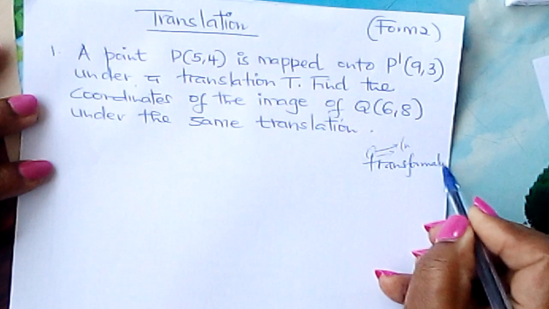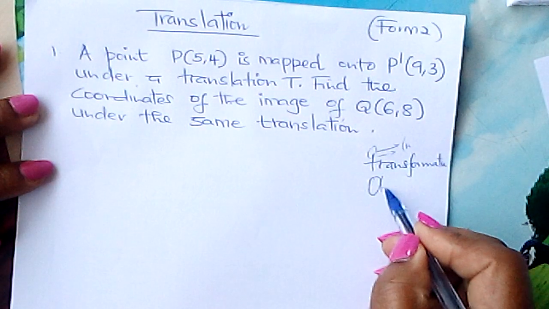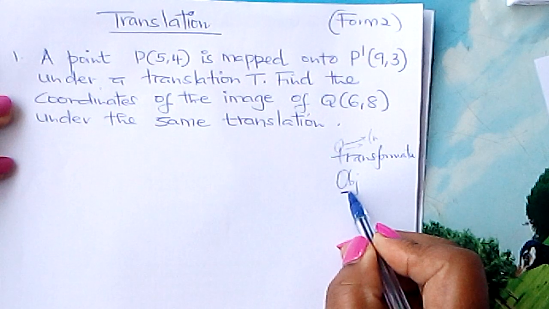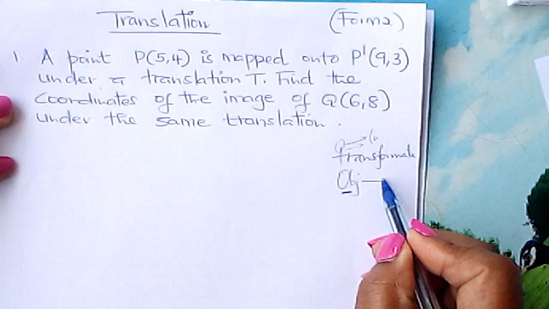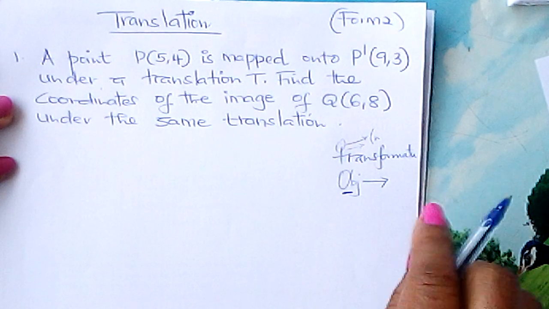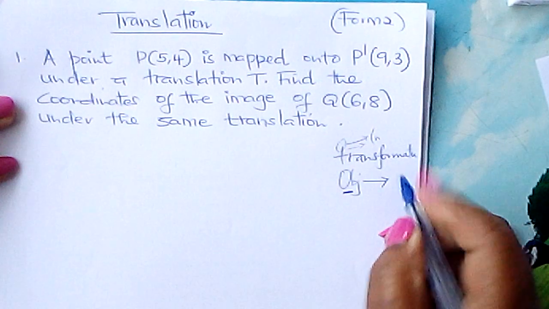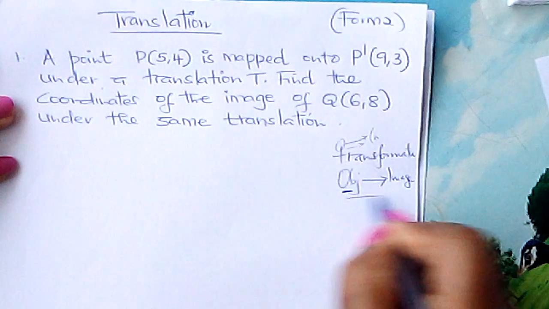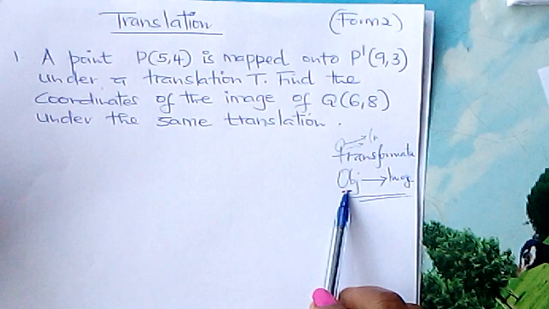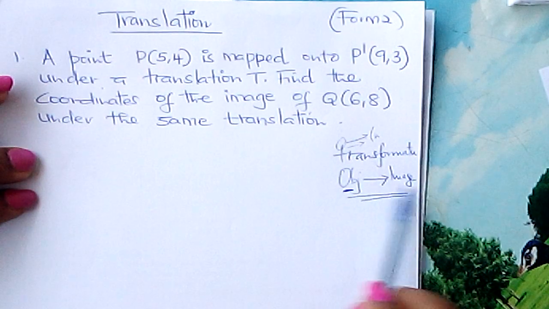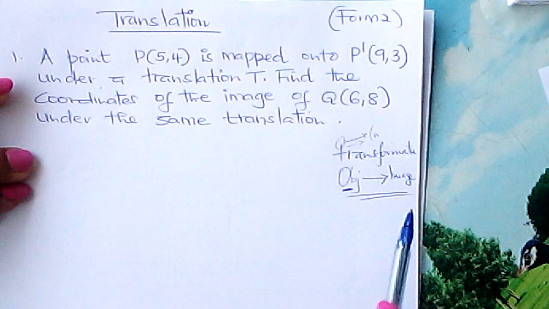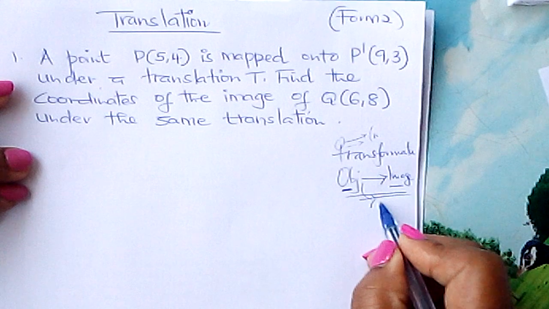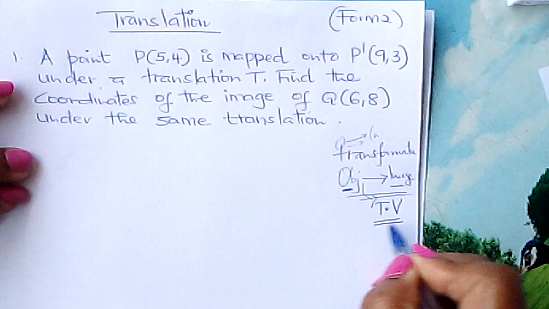It is a transformation whereby the object, all the points of the object, learner, just to remind you, all the points on the object, they move in the same direction and they cover the same distance to form the image. And all this is done by use of a translation vector.